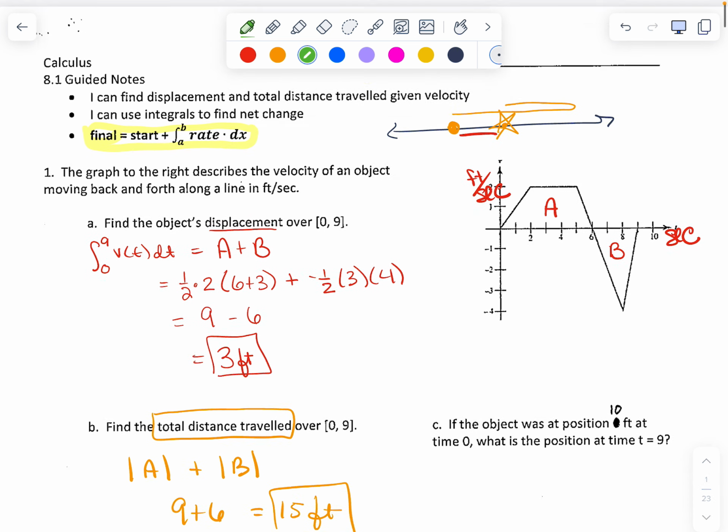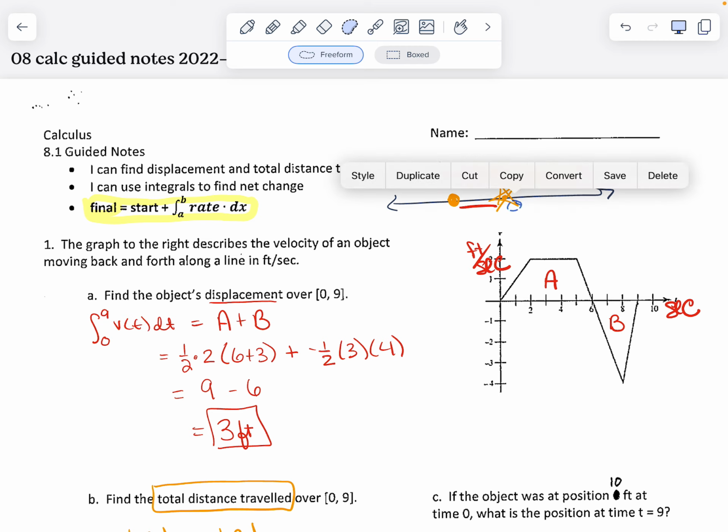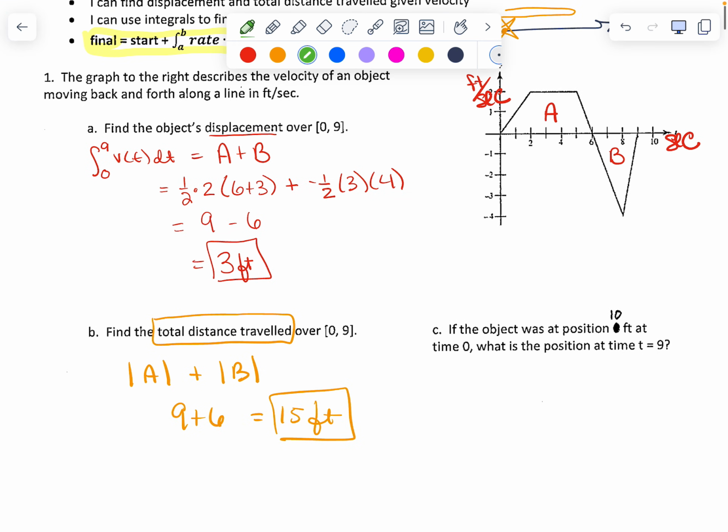Okay, so now this is interesting. I didn't put any tick marks. I didn't label anything on this drawing. So if the starting position was 10, that was at time 0, the starting position was 10, then what is the position at time equals 9? 10 plus 3, or 13. Now, so this is our logic, 13 feet.